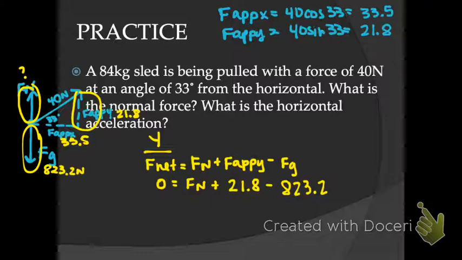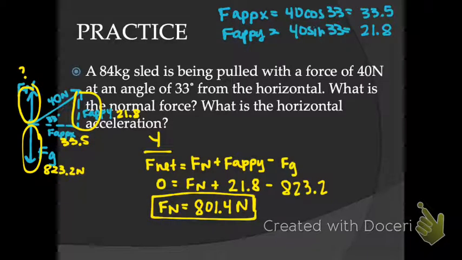And so we get a normal force equal to 801.4 newtons. Agreed? If there was nothing else happening in the vertical direction, my normal force would have been 823.2, exactly opposite of gravity. But since we were pulling upward on our object and sliding, we were removing some of the work that the normal force needed to do. So our normal force was less than it usually would have been.